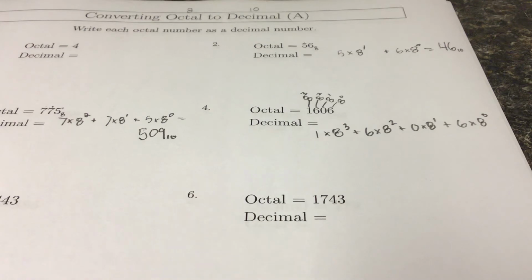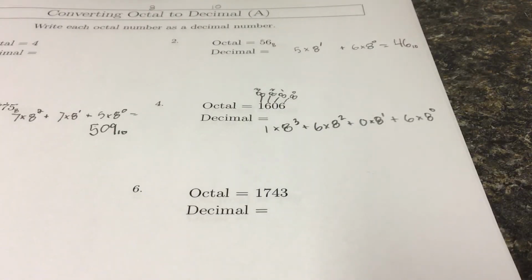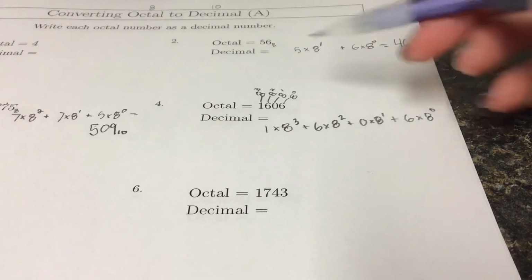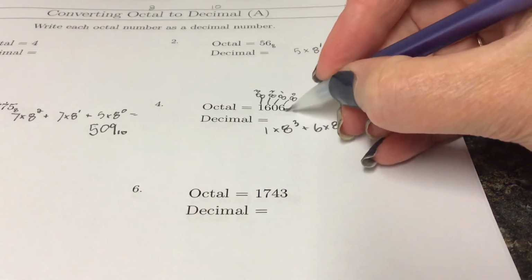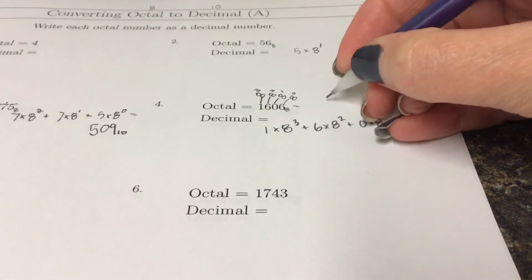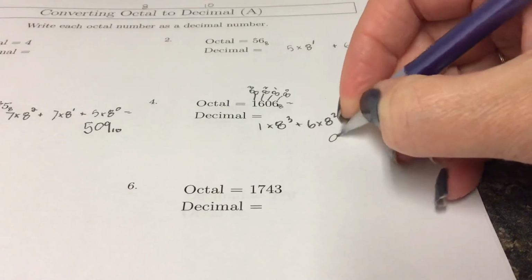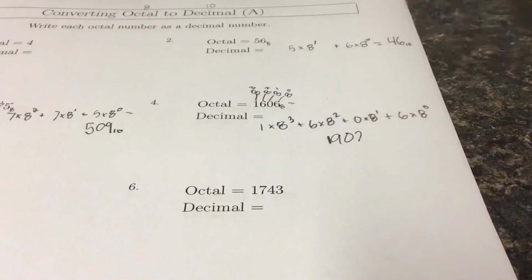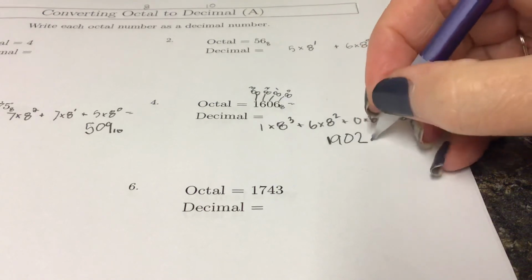And if we plop that into our calculator here, 6 times 8 to the second plus 0 times 8 to the first plus 6 times 8 to the 0, we get that this octal number would be equal to 902 in our regular base numbering, or base 10 numbering system.